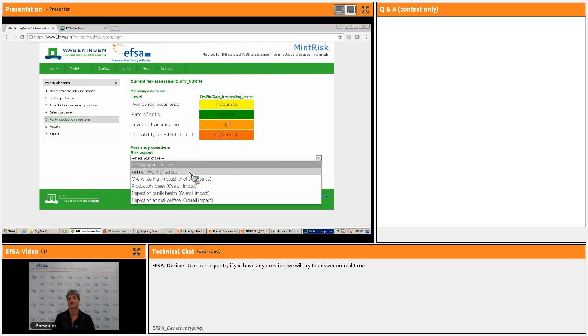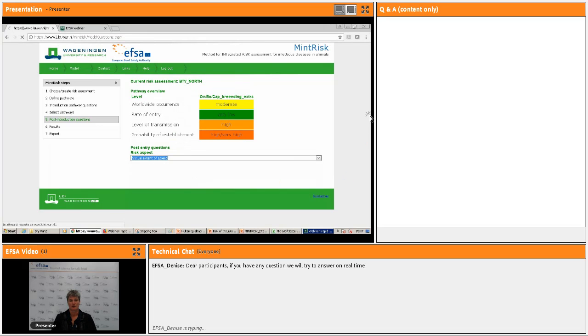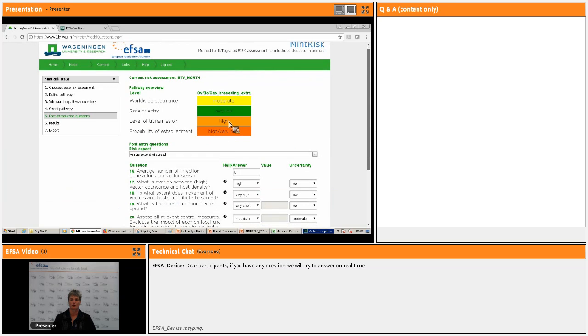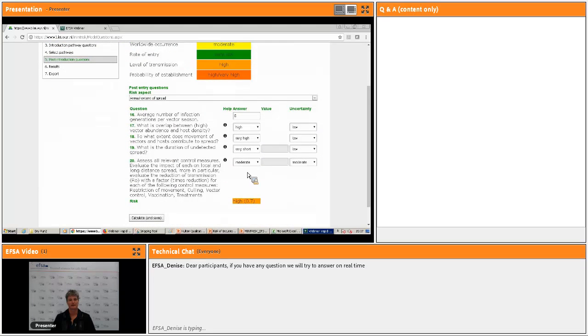The first one of that is about the annual extent of spread. I will show you how that works. Once you say I want to look into the risk of annual extent of spread, you get again a list of questions. For each of these questions, again, you need to create answers in the same way as it was done before.